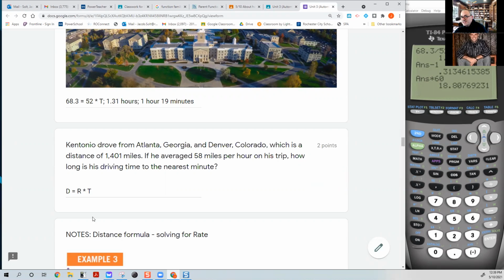For those of you having trouble getting started, the distance is 1,401. That's the distance. The rate is 58 miles per hour. So I can stick a 58 in there. Again, I'm solving for T.